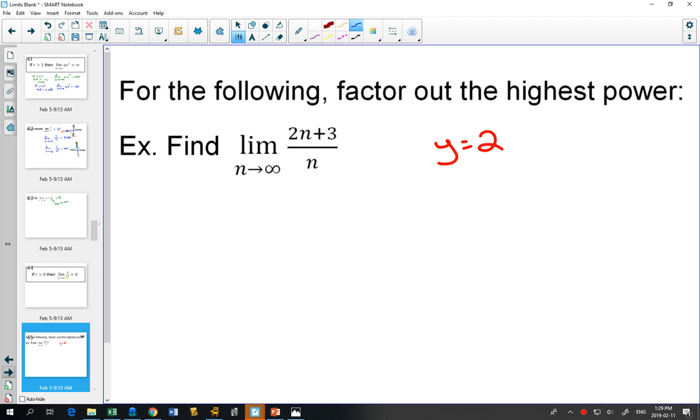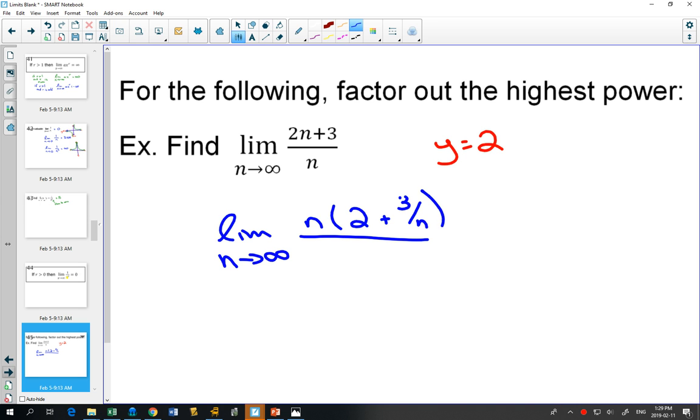how you could show it. But you could factor out the highest power out of your numerator and your denominator. So if I did that, I would still get the limit as n goes to infinity. Factor out an n here, leaving me with 2 plus 3 over n. And factor, well, there's nothing to factor out on the bottom. But then my n's would simplify. And this question that I initially started with is the same as this question.